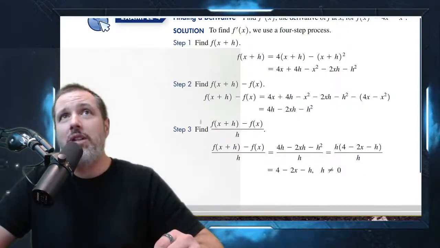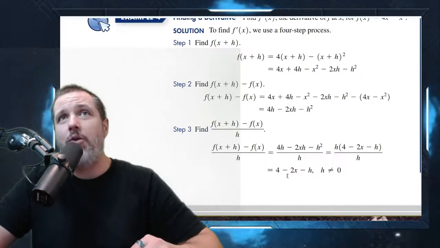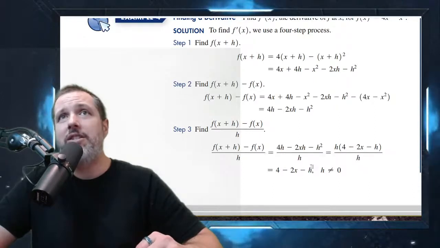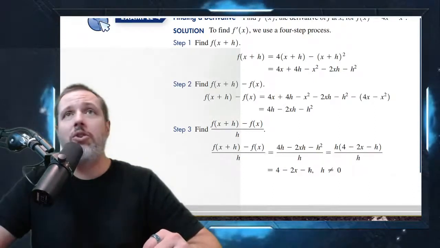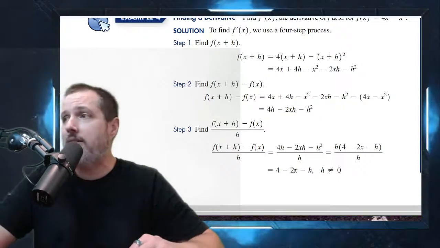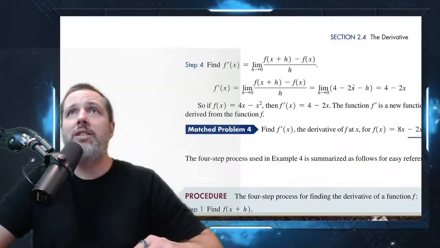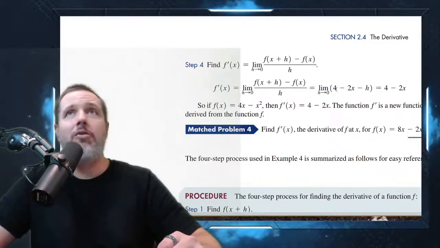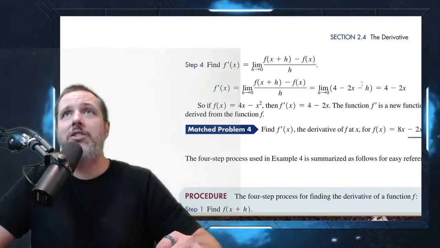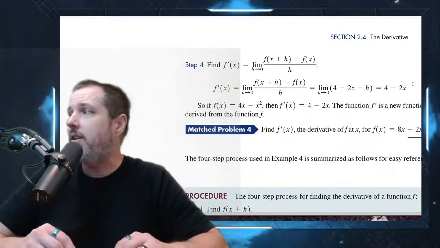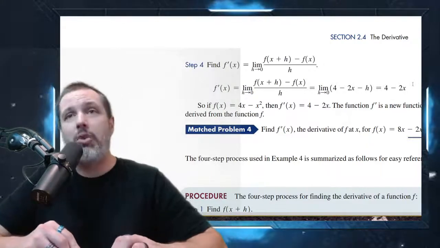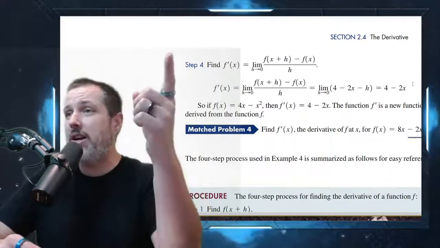So when they do the limit of the difference quotient, they get down to 4 minus 2x minus h. Well, when we send h to 0, this term here goes to 0, and you're left with 4 minus 2x. So you can see that's what happens here. When we take the limit of 4 minus 2x minus h, we send h to 0, you get 4 minus 2x.